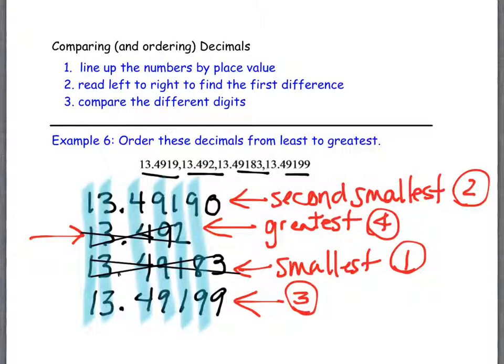Now, this is the work that you're going to show to support your answer, but your answer is not this mess. Mine looks like a mess anyway. I don't know what yours looks like, but mine definitely looks like a mess. Your answer is actually writing them out from smallest to largest.